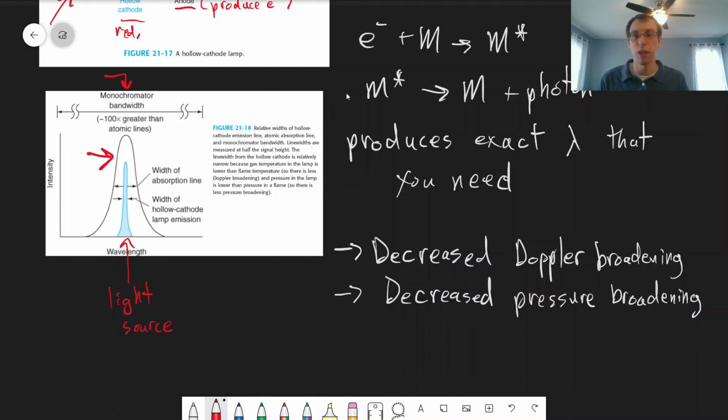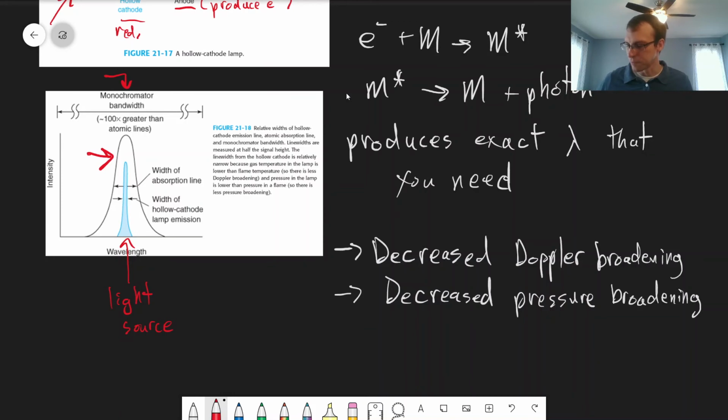than what's happening inside of our flame or ICP. And so, yeah, that's the idea behind a hollow cathode lamp. So you have to have a different hollow cathode lamp for the different types of things you're trying to observe. So if you're trying to observe a specific metal, you need that metal inside of the hollow cathode lamp.